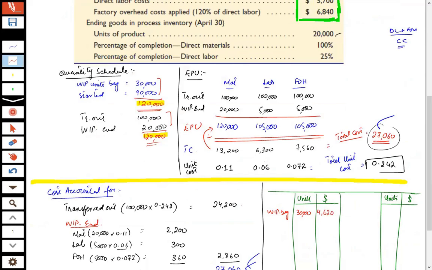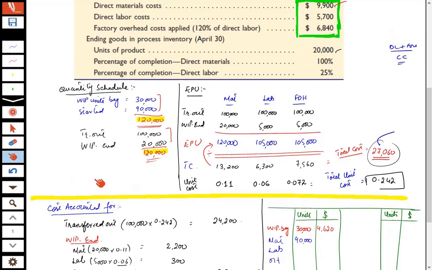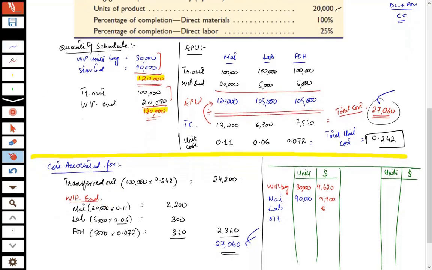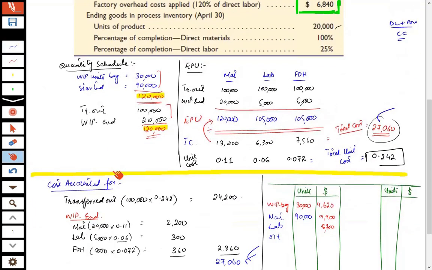Now, the current period production, that is material, labor, and overhead. Material we started was 90,000 units, and materials cost was 9,900. Labor cost was 5,700, and FOH cost is 6,840.